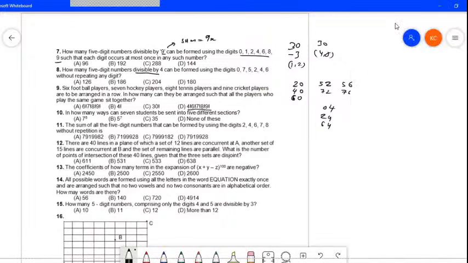Question number 10. In how many ways can 7 students be sent to 5 different sections? So what we need to do is always think choice किसके पास में. Choice is available with the students. So first student has got 5 choices. Second has got 5 choices. So 5 into 5 into 5, 7 times, 5 to the power 7 will be the answer.